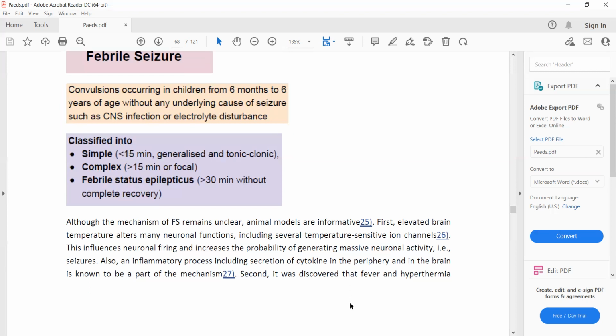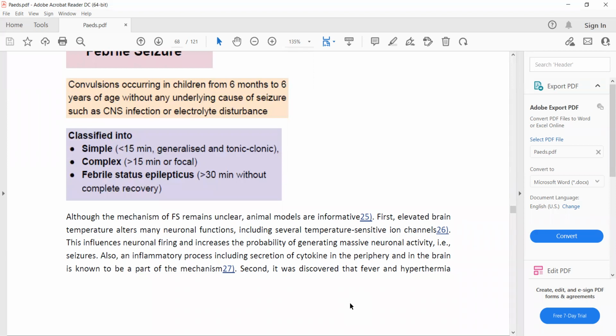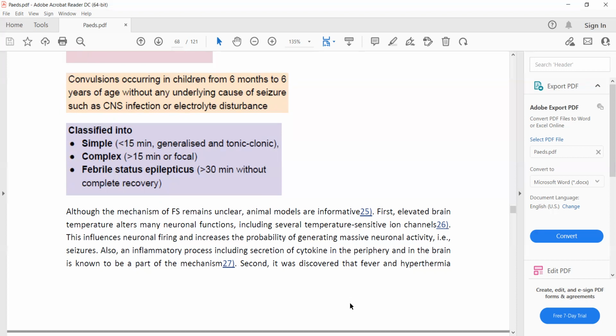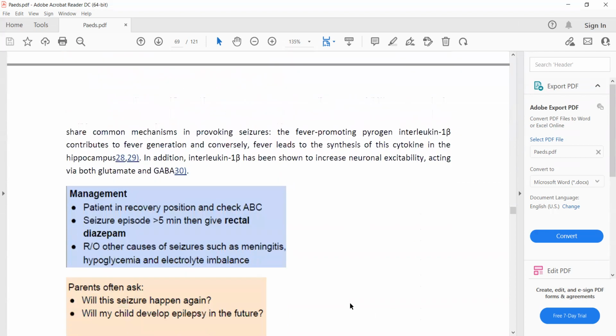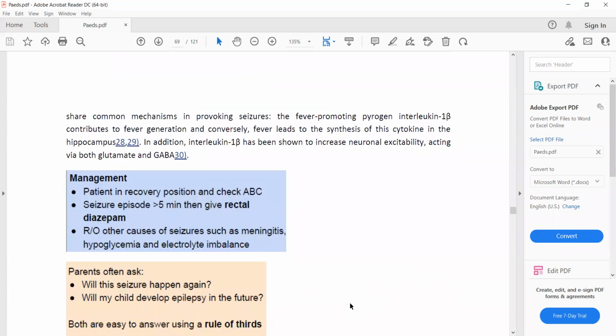How can high temperature cause seizures? High temperature can cause seizures because in neurons, there are temperature sensitive channels. So when the temperature is increased, neurotransmission or neuronal activity is also increased, which leads to the development of these seizures, which are known as febrile seizures.